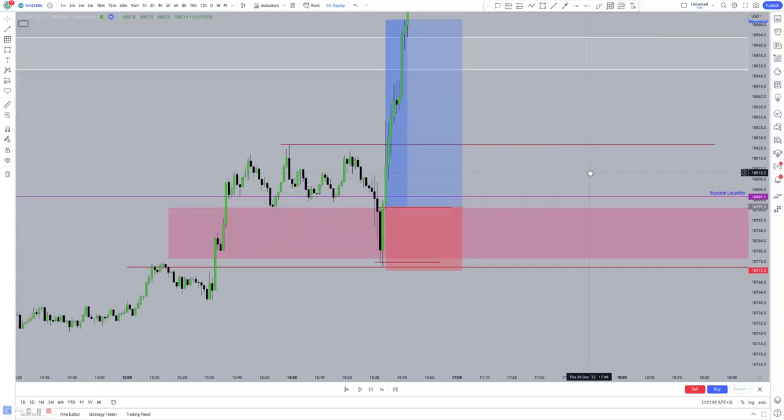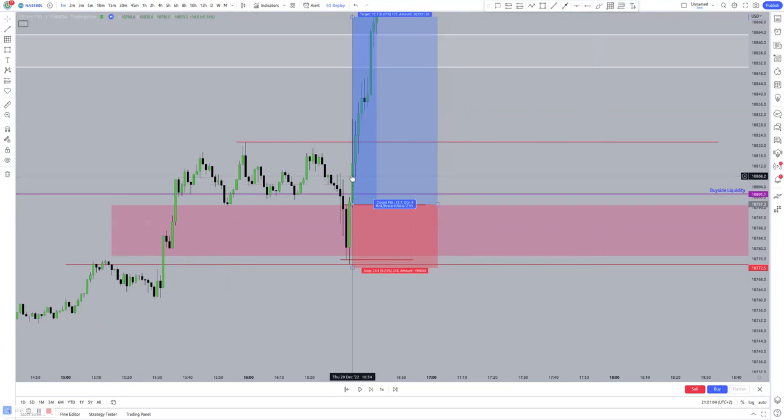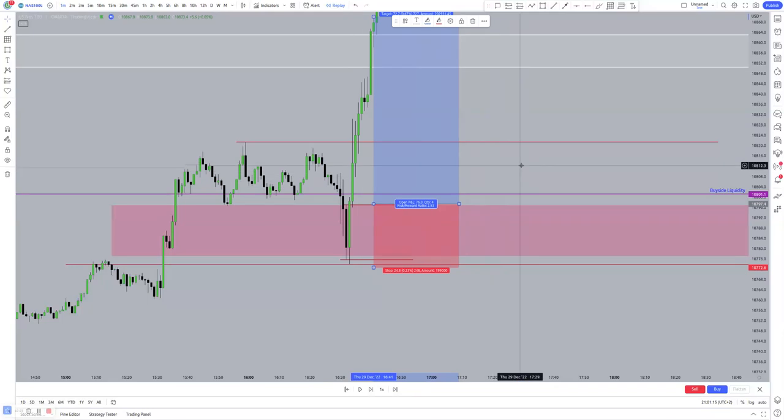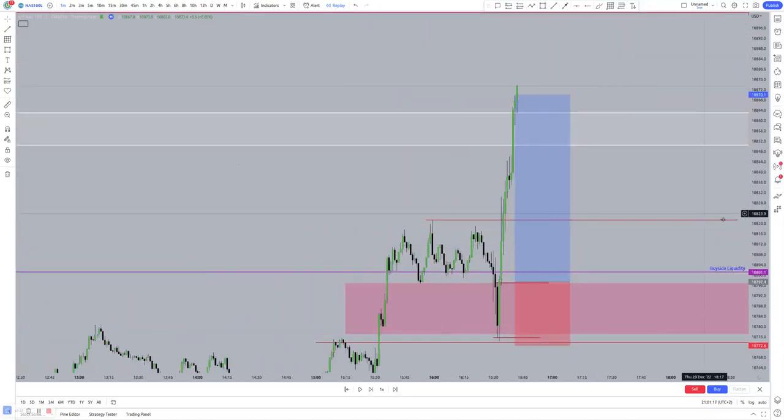And I think ICT took his entry on this candle right here as well. No, I think on this, the third bullish candle. That's where his entry was, I think. Okay, so now let me go through it again.